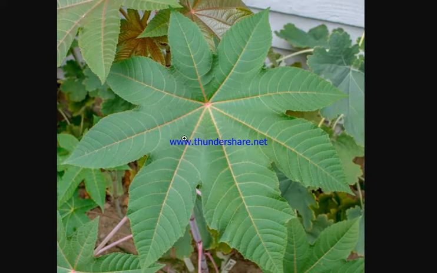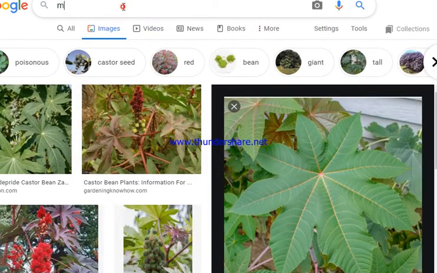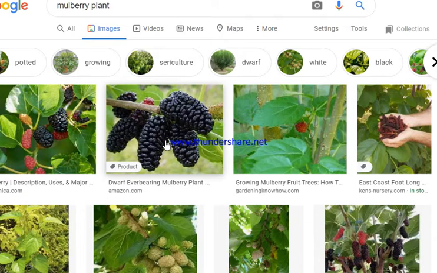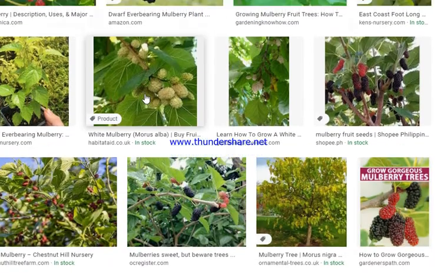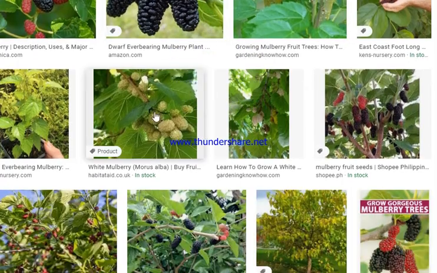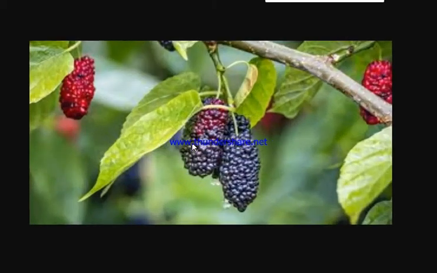This is the leaf of the castor plant. You might have seen this kind of plant in your surroundings. And then the mulberry plant. In Nepali we call it kimbu. Seri silkworms feed on the leaves of the mulberry tree. You can see it in an enlarged view. You might have seen this if you go to villages.